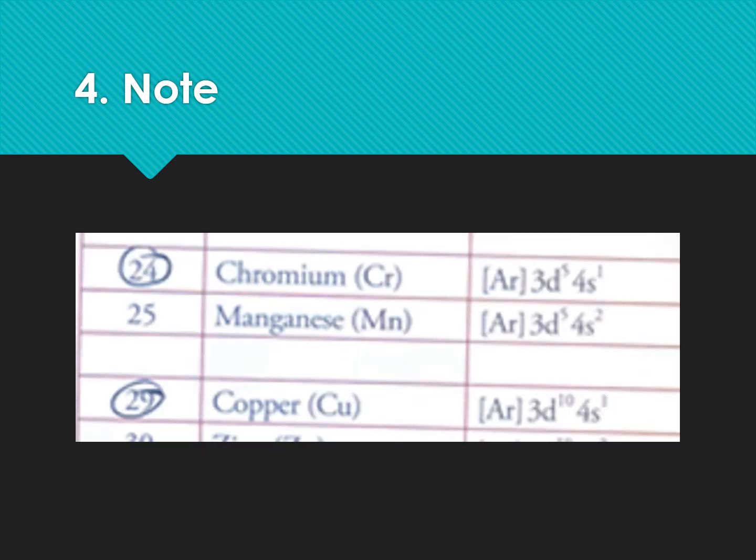Some anomalies in the s and the d: in chromium and copper, you notice that they are both 4s1. And there's really no scientific proof of why they act that way. It's just been understood that that's how they behave. So that's something you have to remember about chromium and copper.